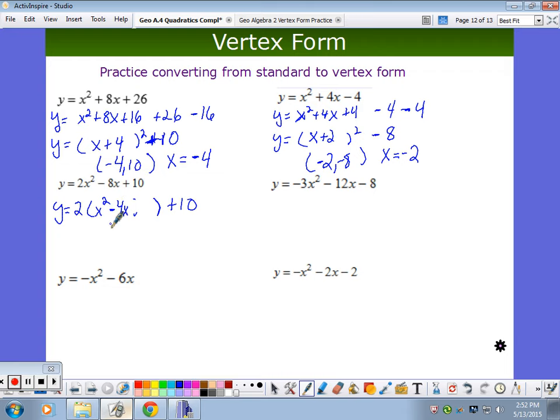Complete the square. Negative 4 divided by 2 is negative 2. Square it, what do you get? Plus 4. So did I add 4 to this side? No. What did I add? What did I just add? 2 times 4. I added 8. So I need to subtract 8. This is a distribution process here. I added 8 when I put a 4 here, so I better subtract it out. So this becomes x minus 2 squared plus 2.